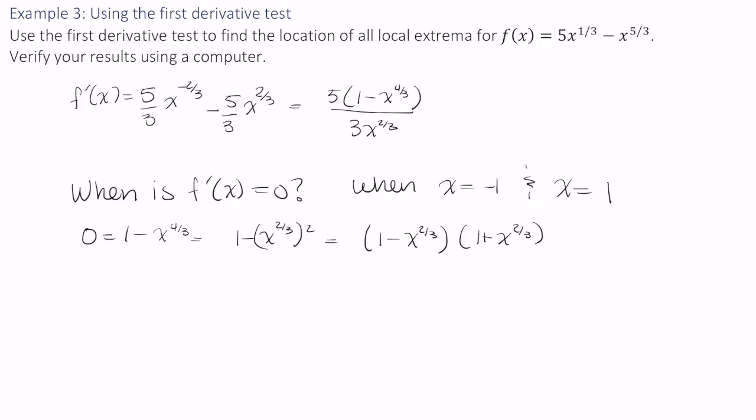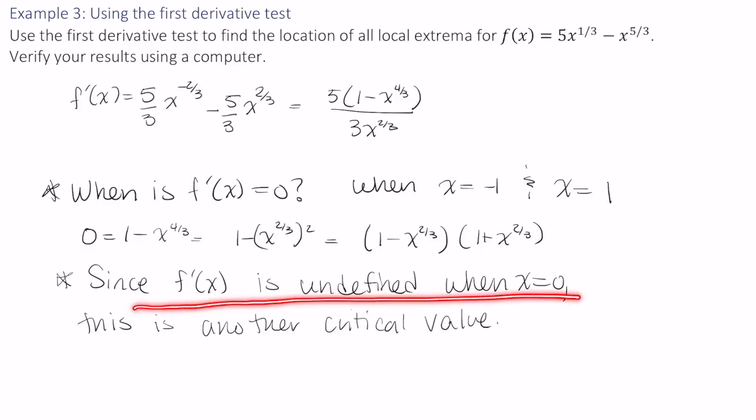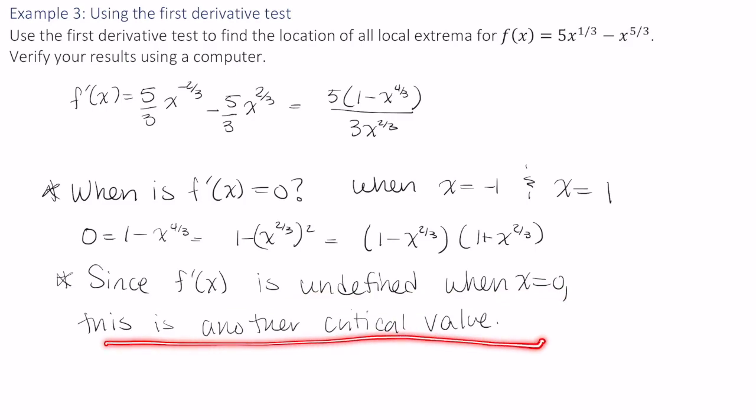Do we have any other critical values? Why, yes, we do. Our first derivative is undefined here at x equals 0, since that would give us a 0 in the denominator. All right, since f prime is undefined when x equals 0, this is another critical value.